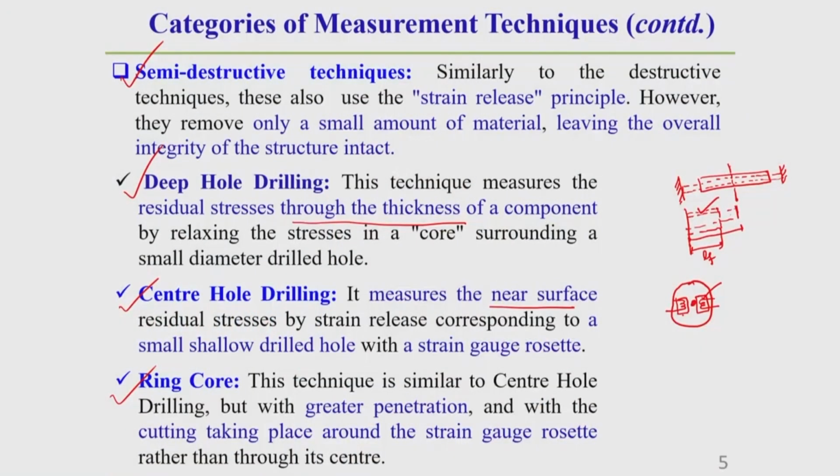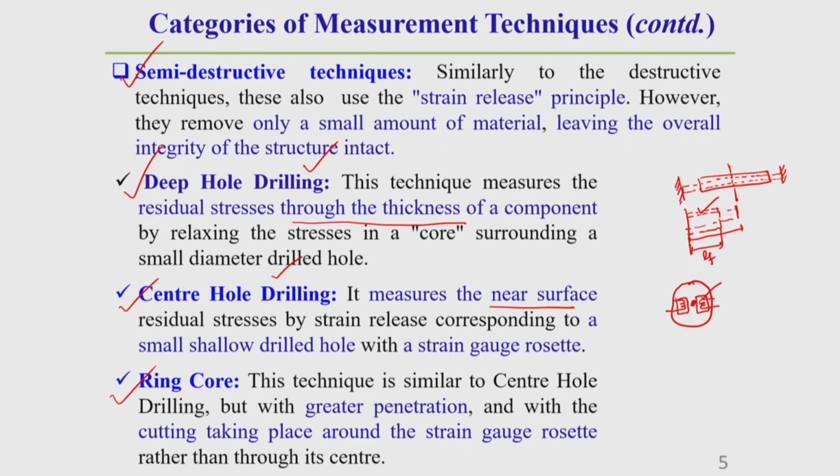So, the center hole drilling technique generally measures near-surface residual stress, while the deep hole drilling technique measures the through-thickness residual stress. Now, the ring core method is similar to the center hole drilling technique, but the difference is that greater penetration occurs, and the cutting takes place around the strain gauge rosette rather than through its center. You should keep this in mind.